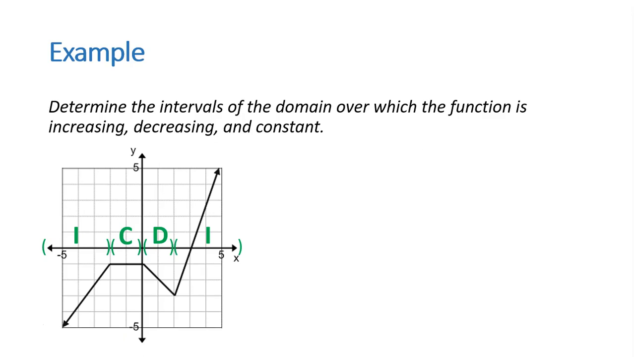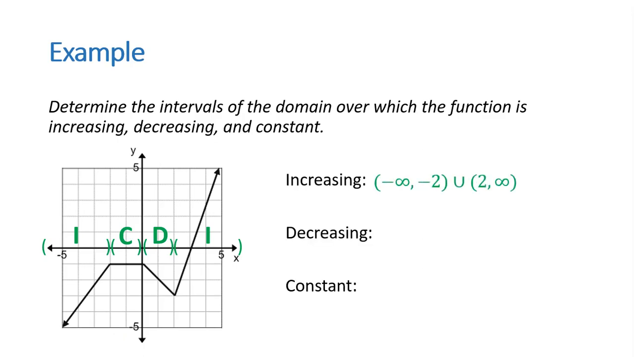So we want to take each of these intervals and write them in interval notation, combining them using union if we have any common intervals for different types of behavior. So our increasing areas are from negative infinity to negative 2. That's one increasing portion. And then from 2 to infinity. So notice we have two intervals here. We combine them with the union to show that both are included as increasing intervals.